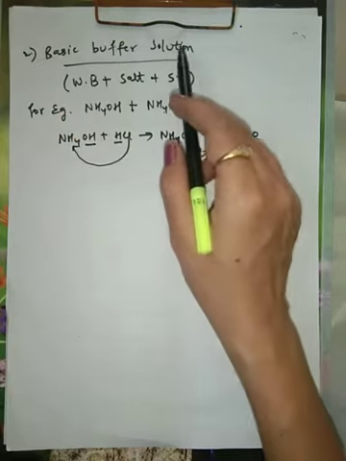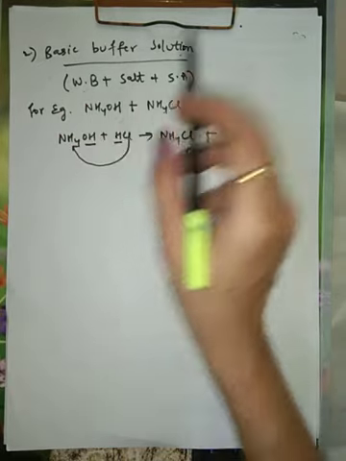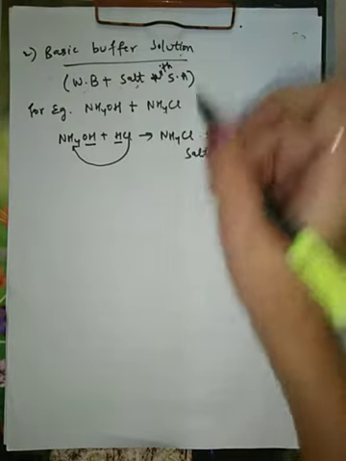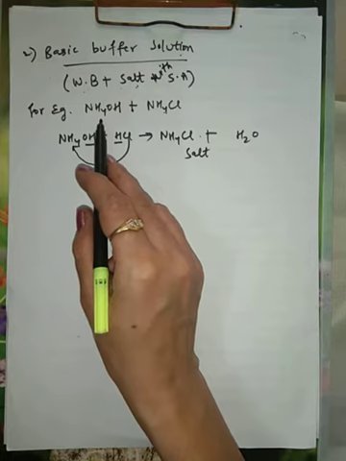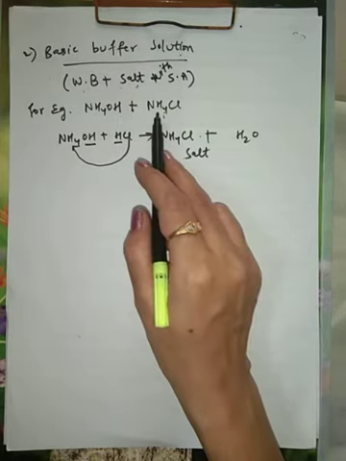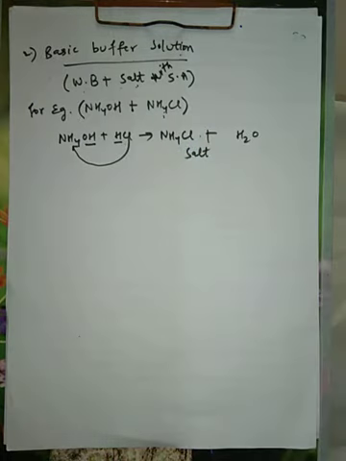What is basic buffer solution? It is a solution which is made up of weak base and salt of the same weak base with strong acid, right? So ये है weak base और ये है salt of the weak base, this weak base with strong acid HCl, right? So this is the example of basic buffer solution.